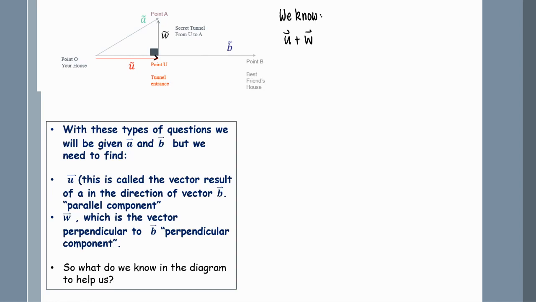Let's write down some things we know. Now in these questions, remember you're going to be given A and you're going to be given B. So for starters, we know that vector U plus W equals vector A. The second thing we know is that vector U lies along B. That means it must be a scalar multiple of B, right? It's either going to be shorter than B, sometimes it can be longer than B, and sometimes it can be in the opposite direction of B, but it's always going to lie along that line, B.